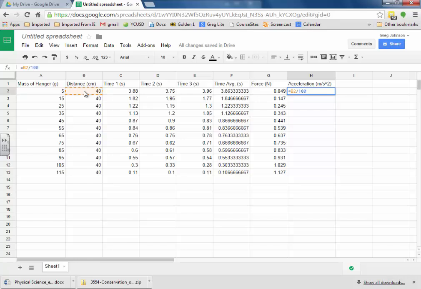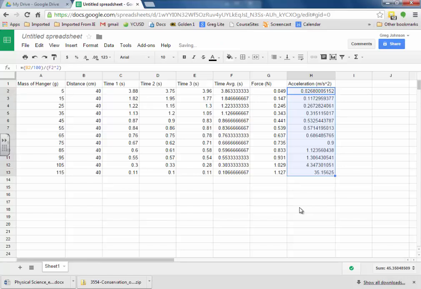I could use parentheses, I suppose, and I will, just to make it easier to see what's going on. I'm going to divide that by the average time, which I click on because it's over here. The universal symbol for an exponent is the caret symbol. It's above the 6 key. Then I'm going to put a 2 for squared and another parenthesis, and I hit enter, and that's my acceleration. And I'm going to drag it all the way down to the bottom.